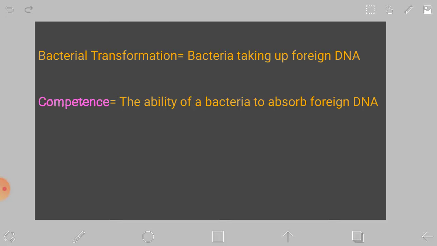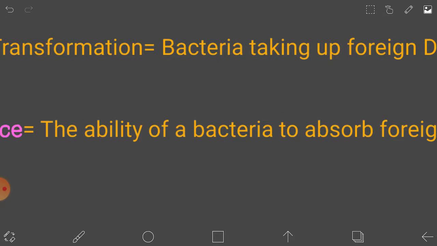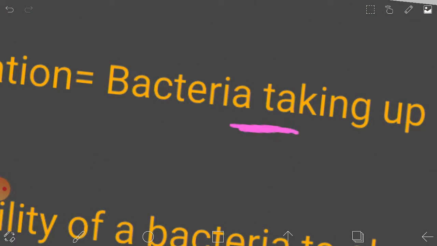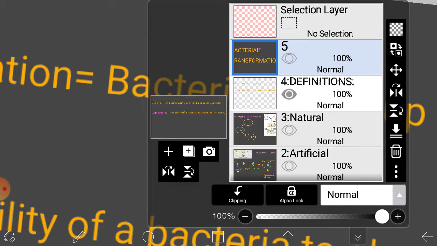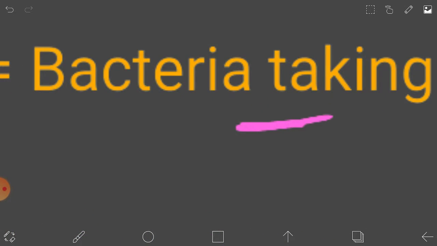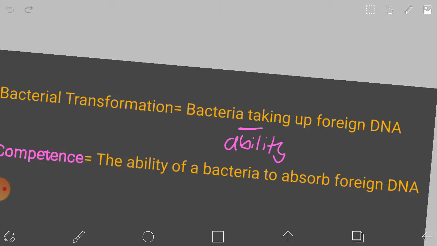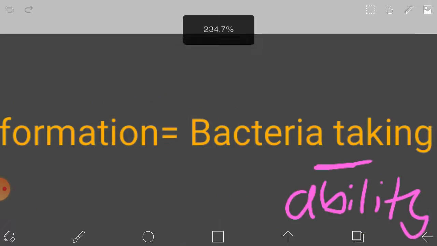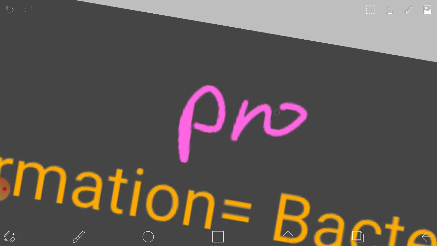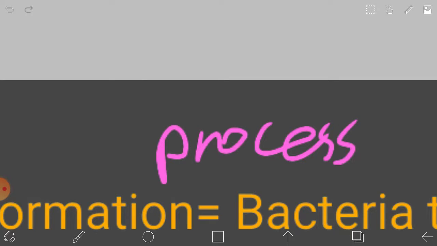Bacterial transformation is the bacteria's ability to take up foreign DNA, or the process in which bacteria takes up foreign DNA.